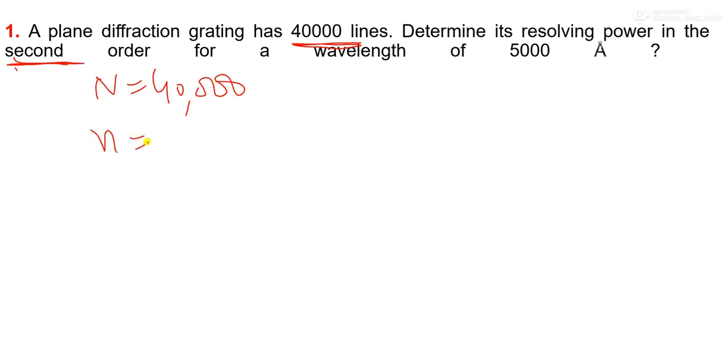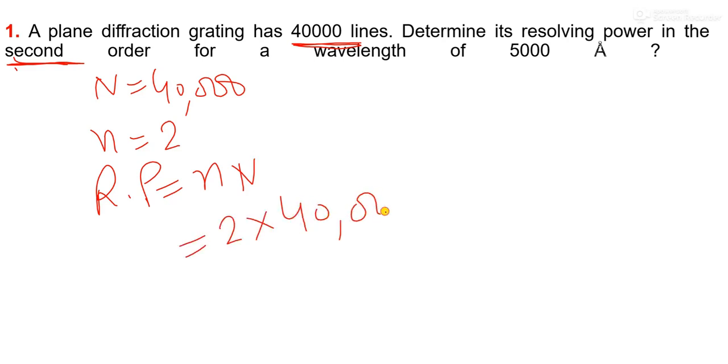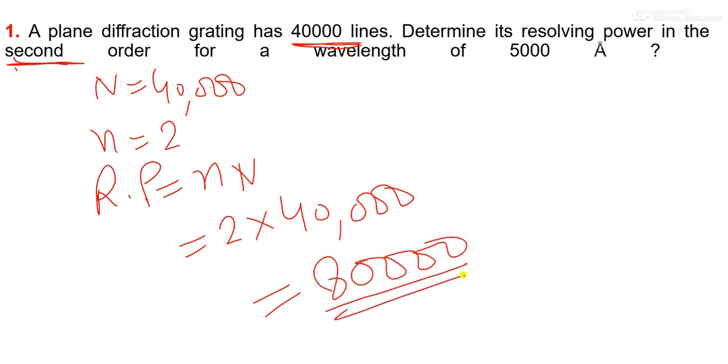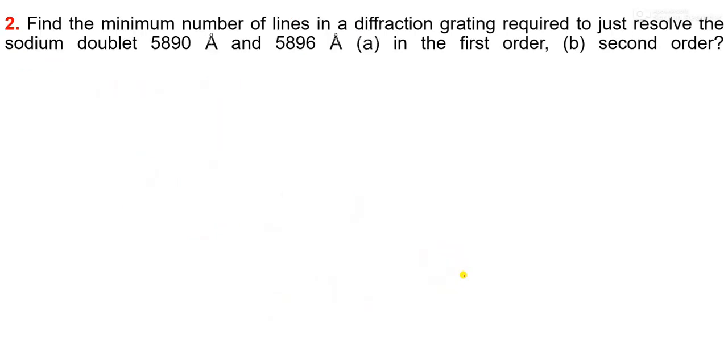So small n equals 2, and we know that resolving power equals small n into capital N. It means 2 into 40,000. So resolving power equals 80,000. Okay.